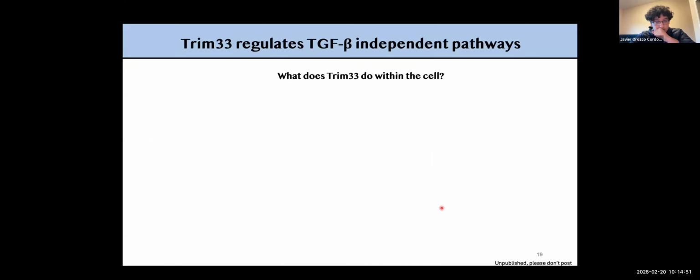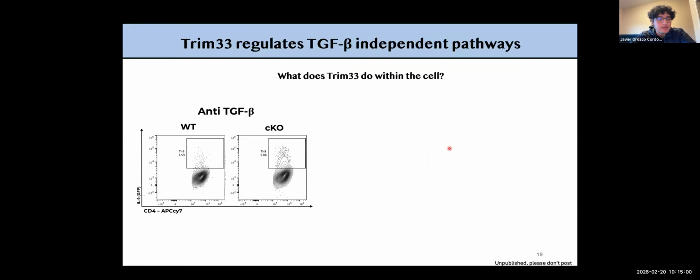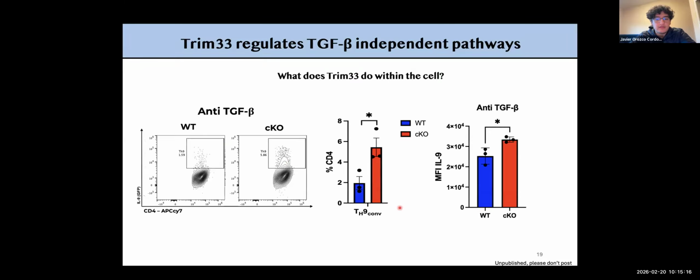So finally, we wanted to understand what was happening within the cell and what TRIM33 was regulating. So what we did is we eliminated TGF-beta in the media of differentiation, in vitro. And of course, TGF-beta is important for the generation of these T cells, so basically it eliminates differentiation. However, those TRIM33 knockout cells still have more differentiation, and they still produce more IL-9. So we think that there might be other pathways regulated by TRIM33.